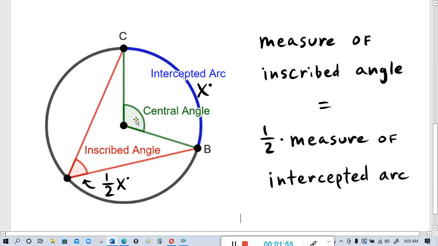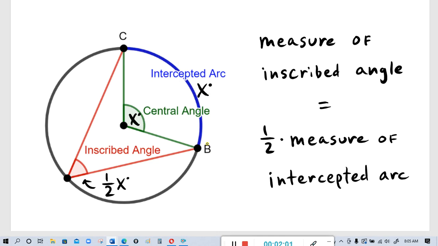And like we said before, the central angle matches the intercepted arc, so the central angle would once again be x degrees. So notice, if the central angle and the inscribed angle intercept the same 2 points, see that the central angle intercepts points C and B, and the inscribed angle does the same, then the inscribed angle is just going to be 1/2 of the central angle.